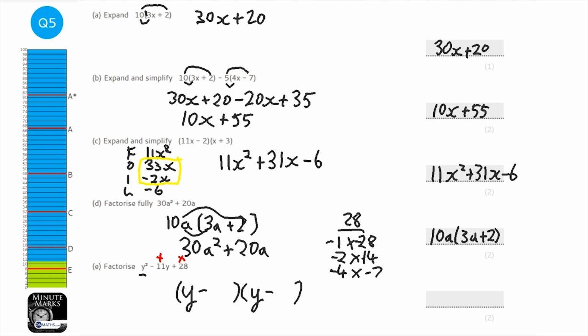Now what is minus 4 plus minus 7? Ah, that works. Minus 11. So it's minus 4 and minus 7. Now that is a very, very tricky one. But that's the right answer. And again, you can use FOIL on it to check. I'm not going to do it, but you can use FOIL on it to check that you've got the right answer.